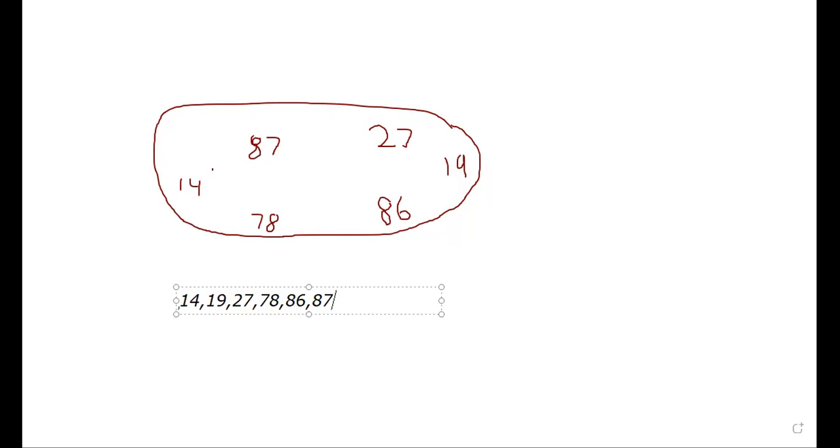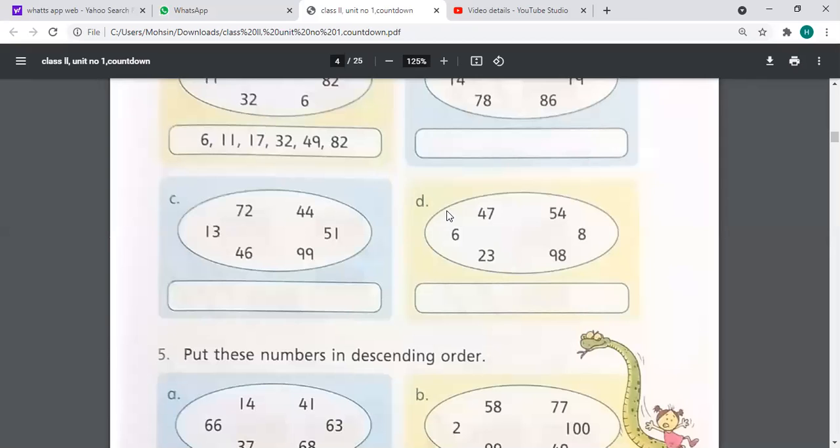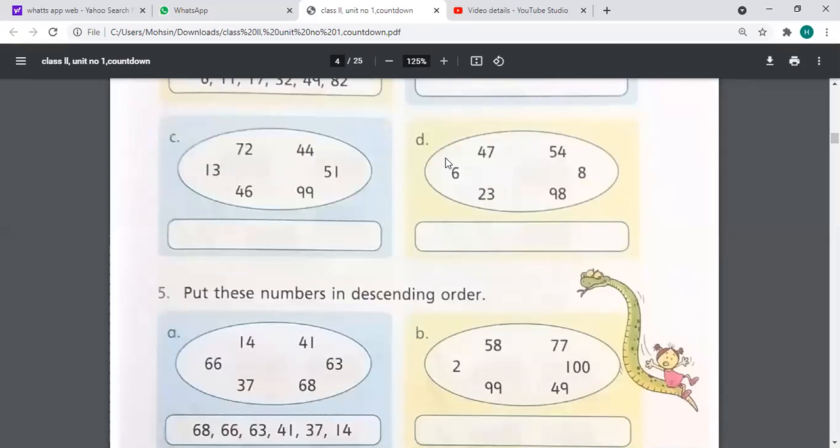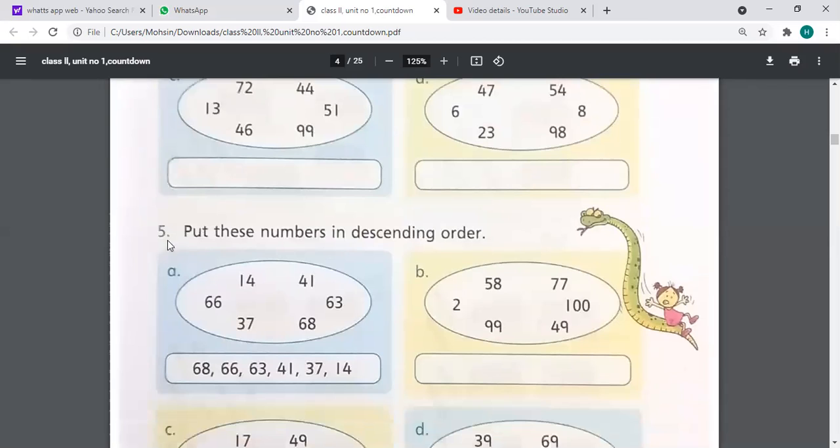Now come back to the book again. You can do up to the D part like this, starting from the smallest and ending at the biggest one. Now, question number 5. In question number 5, they are saying, put these numbers in descending order. Now, what is the meaning of descending order? Descending order means that you have to start from the largest one and end at the smallest one. Now we are going to start with the largest and end on the smallest.